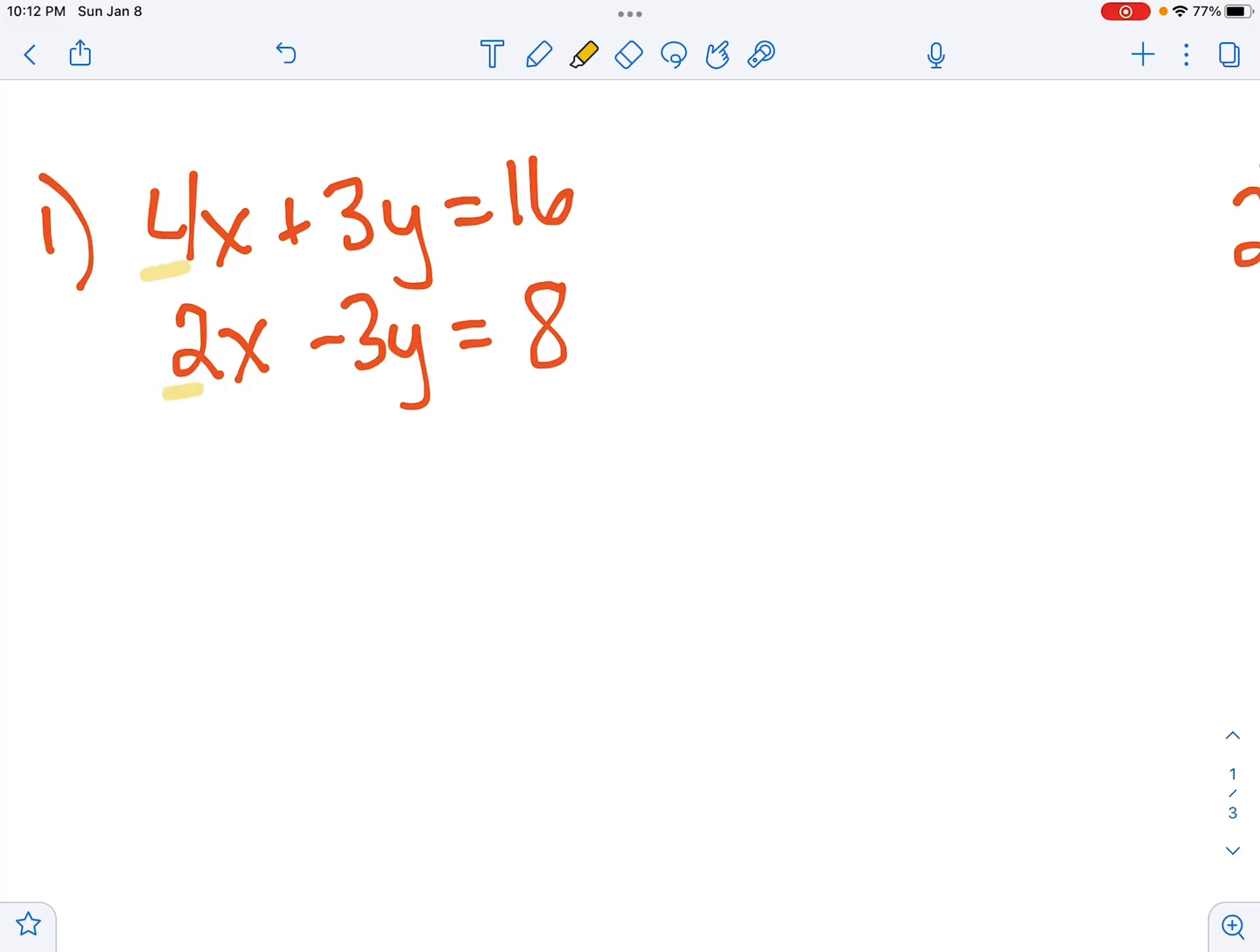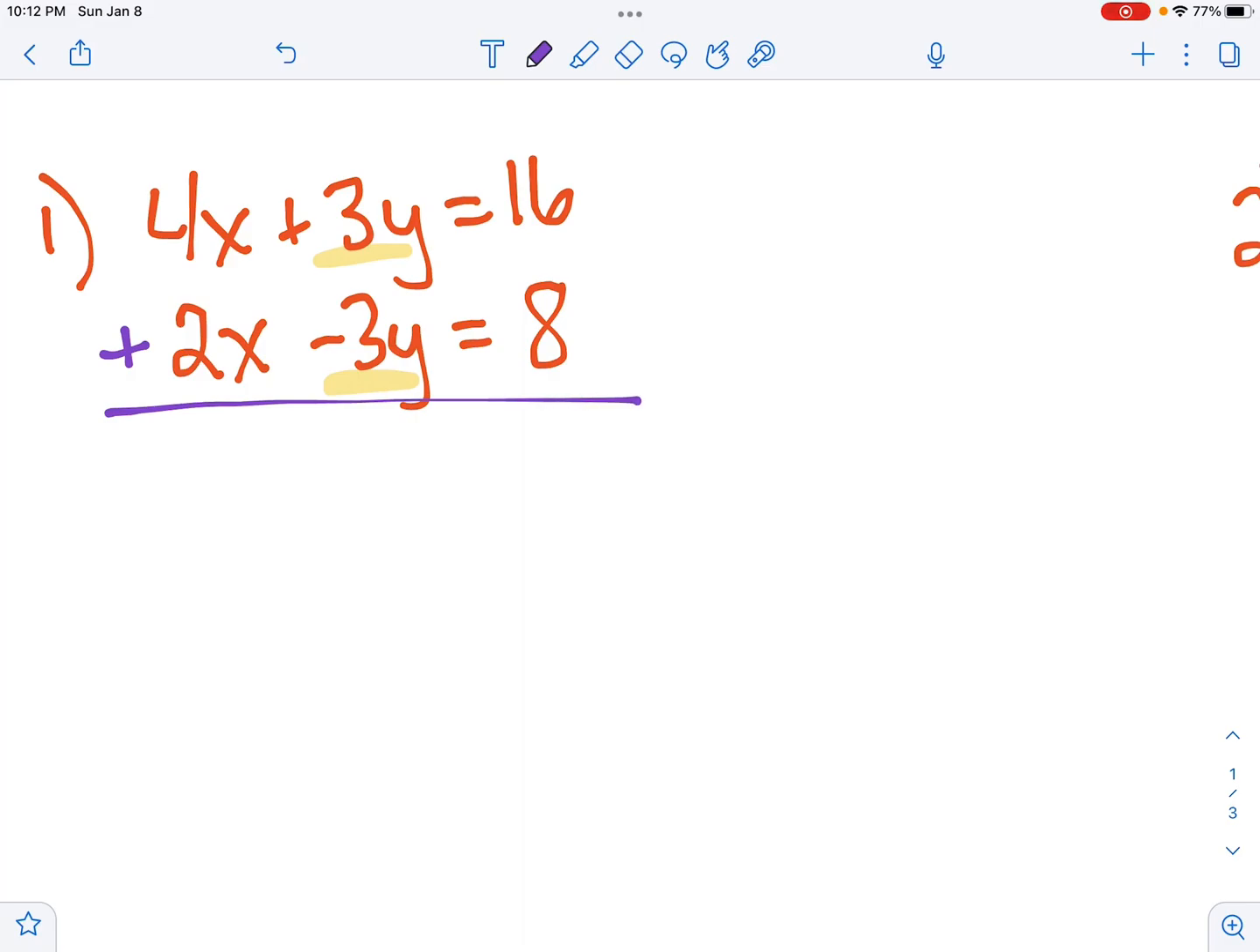Well, the x's have 4 and 2. Those aren't the same number or opposite sign. So let's look at the y's. The first y is 3y. The second y is negative 3y. Those have the same number, opposite sign. Once you get the same number, opposite sign, what we're going to do is add the equations together.